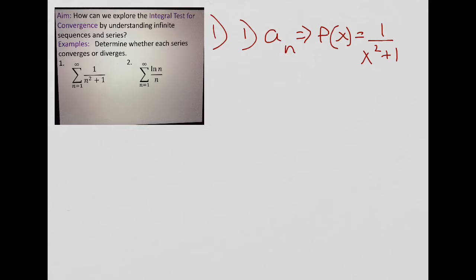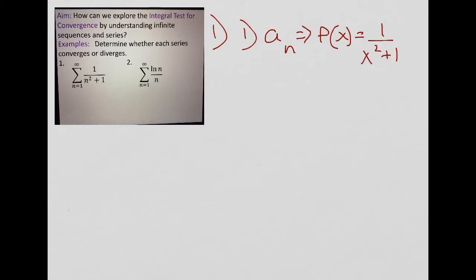Okay, so here are 2 examples. Determine whether each series converges or diverges. So in number 1, we have an infinite series, and we should be able to tell what a sub n equals. So we're going to do that as our first step. So number 1, step 1. We're going to change over a sub n into a function f of x. So instead of 1 over n squared plus 1, we're going to look at 1 over x squared plus 1. This is easier to understand what our function is.